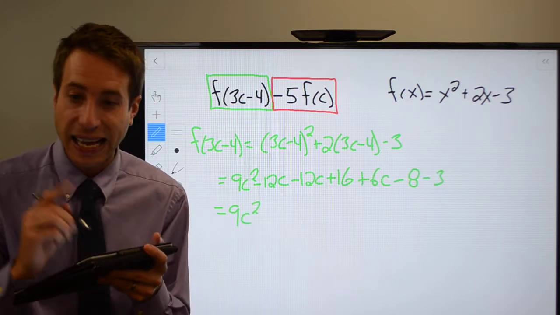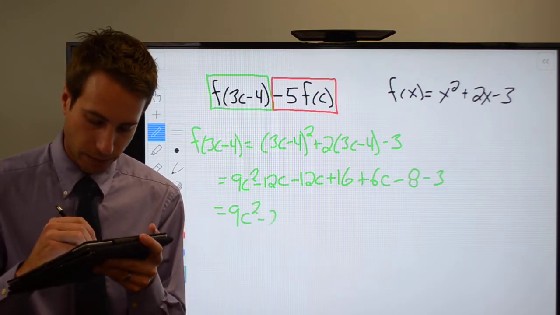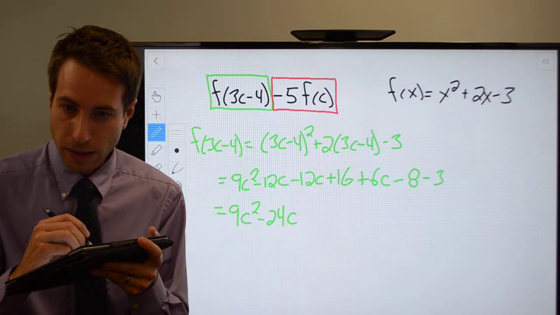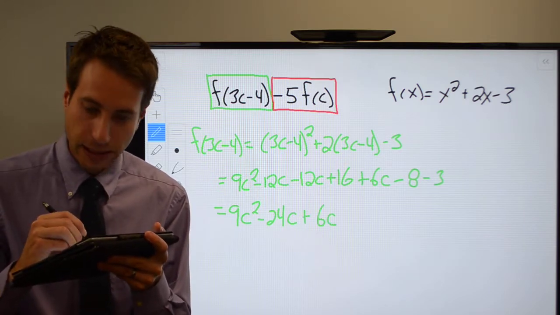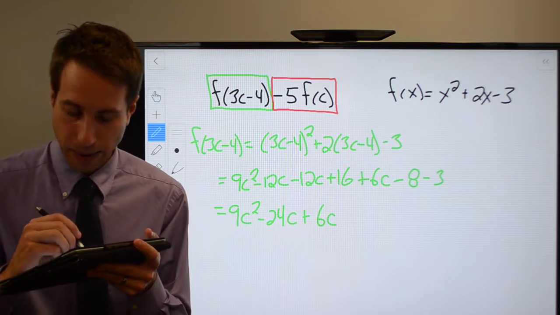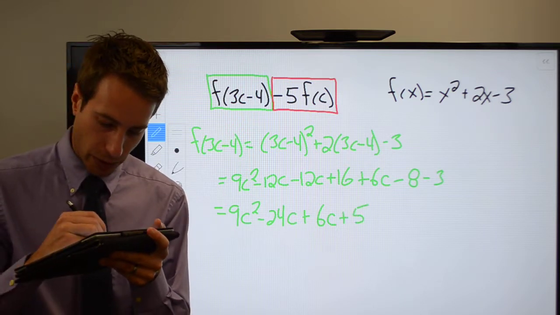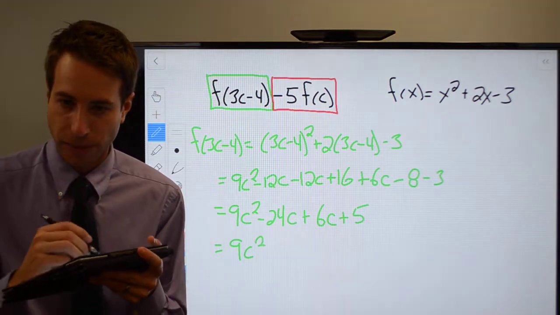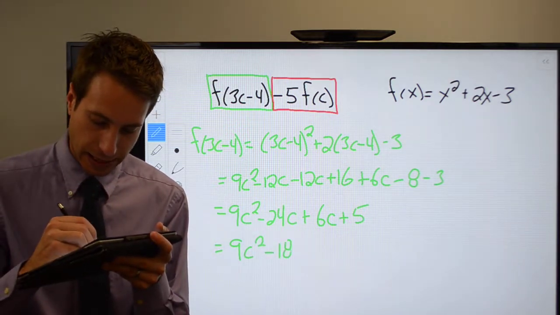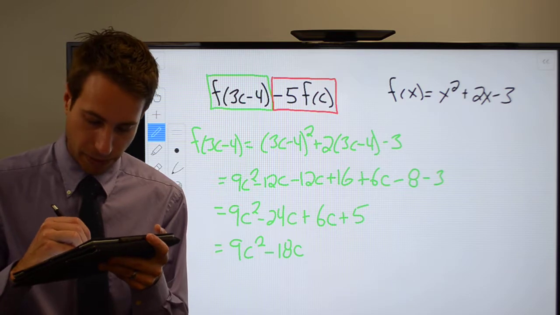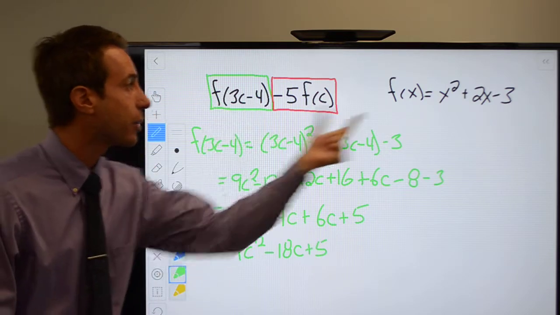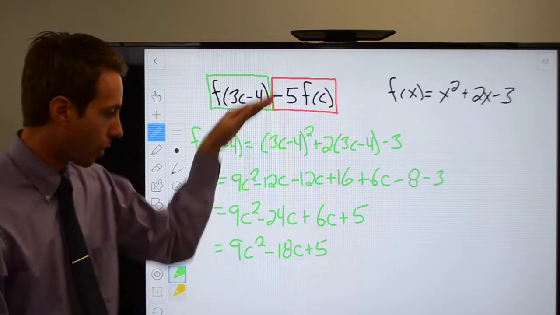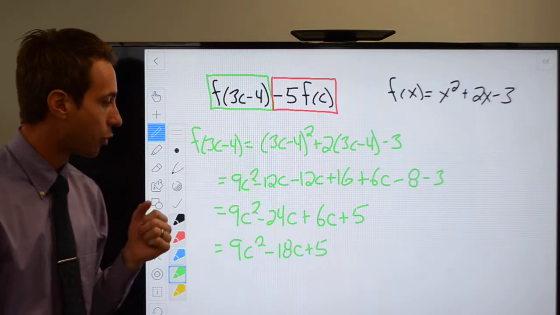We start to combine like terms. Minus 24c plus 6c, and then I got my plus 5, and then we knock it out by finishing up combining like terms, minus 18c and plus 5. Okay, so there you go, guys, what you get from that first part, evaluating the polynomial at 3c minus 4. There it is. That's that green part.